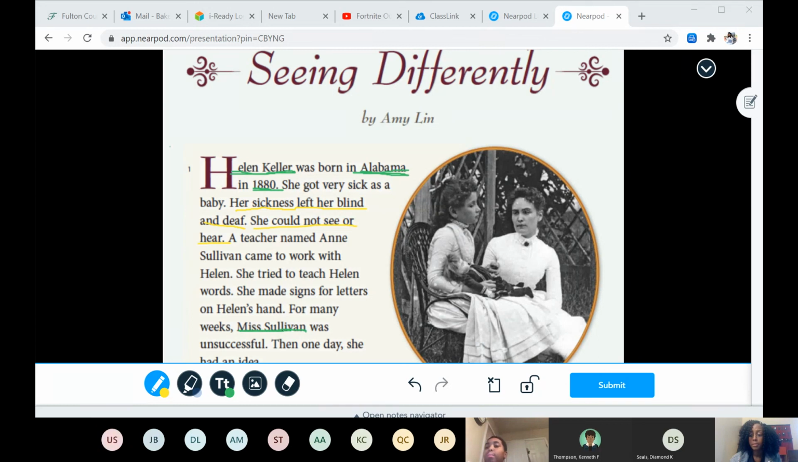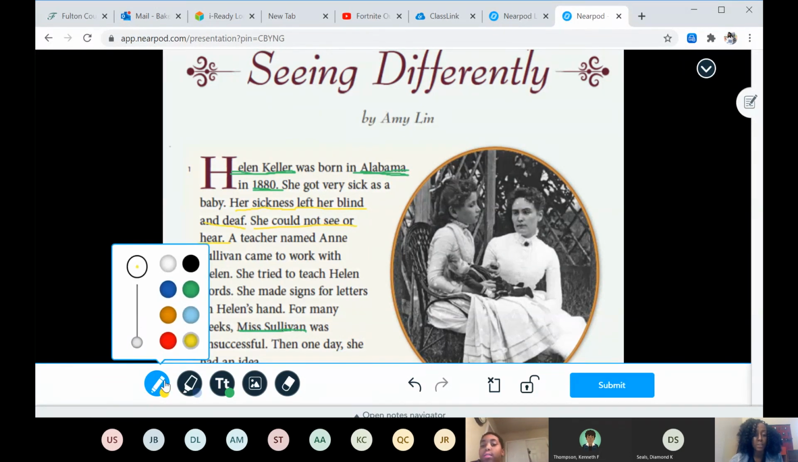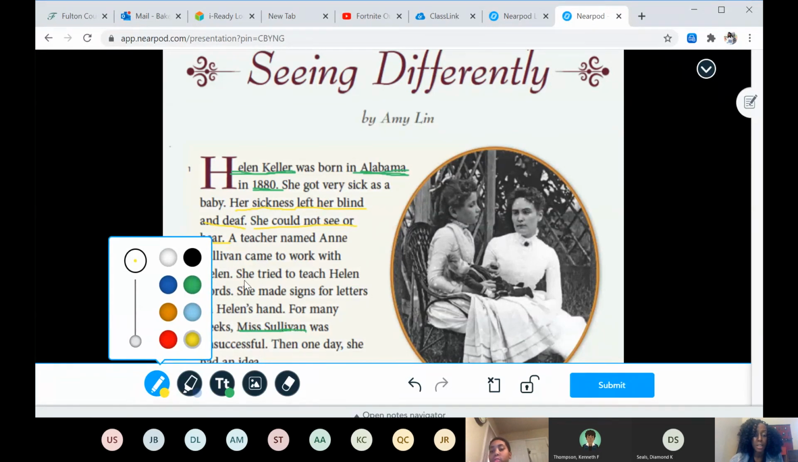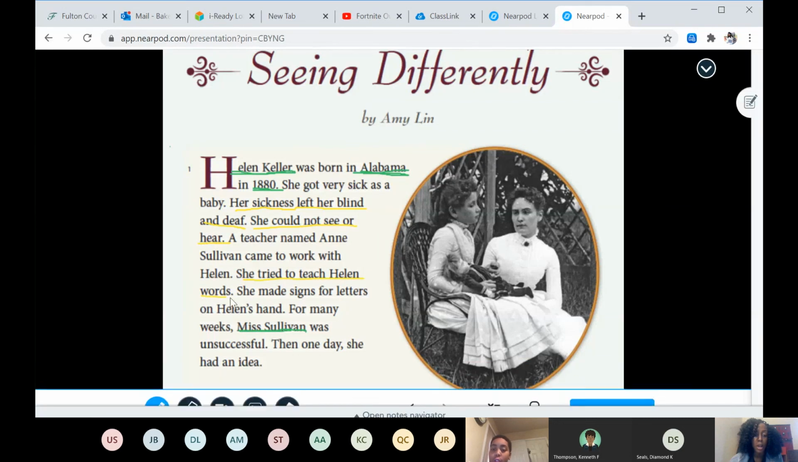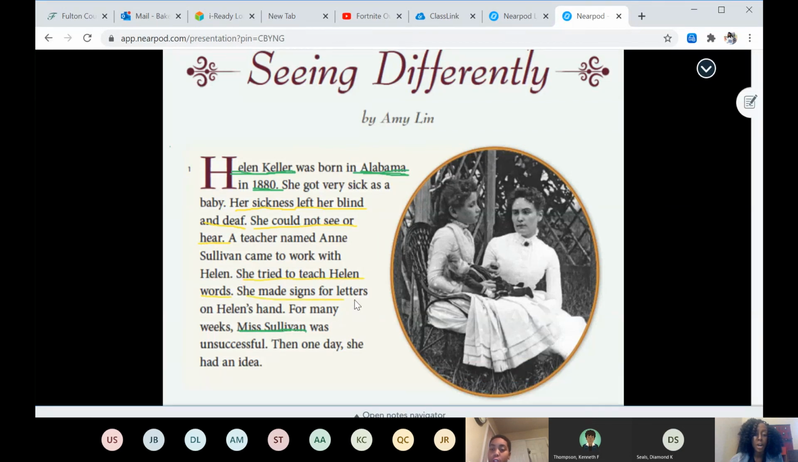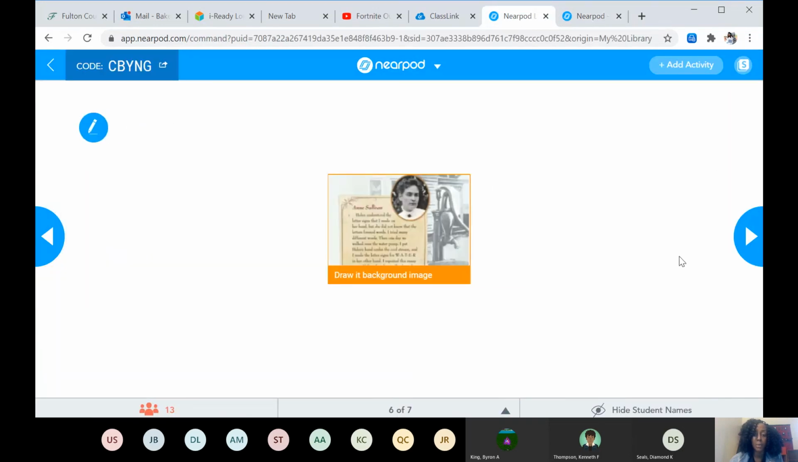Miss Sullivan was trying to teach Helen Keller how to do sign language. Yes, so she started teaching her how to do sign language. Very good. So I'm going to underline that. That is important. So Miss Sullivan, she tried to teach Helen words. She made signs for her letters on Helen's hands. All right, let's go to the next page. We did really good with that one.